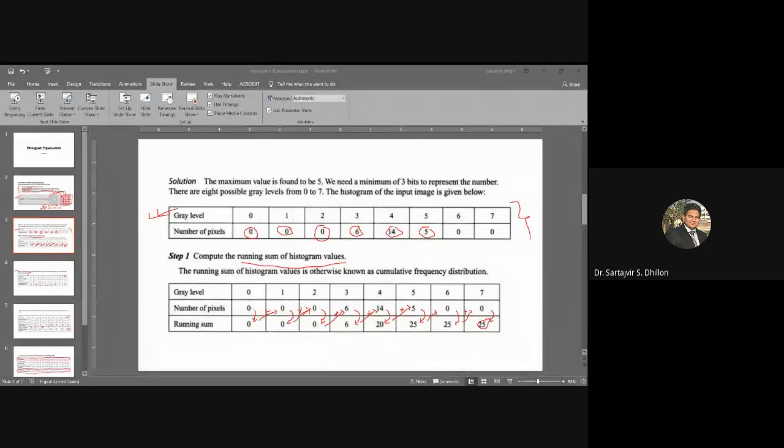So hopefully you all are able to understand the histogram, what a histogram is, and how we can equalize the histogram.